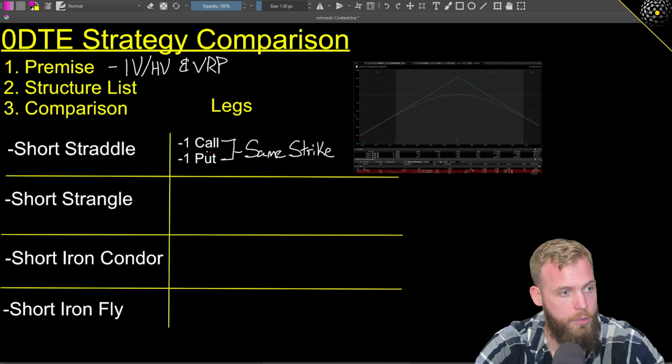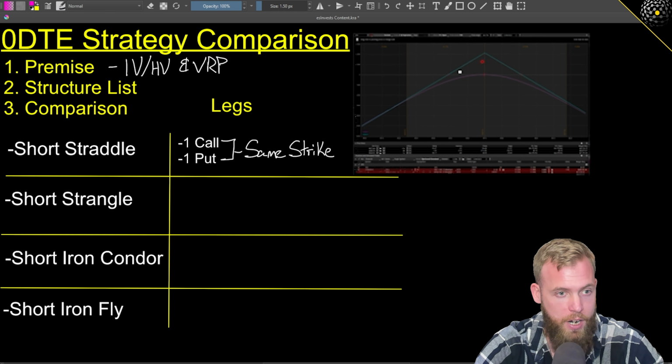So the short straddle is going to be short a call, short a put at the same strike. This is the P&L graph. Notice how there's kind of this really sharp point here. That is whatever that same strike is. And then it has unlimited loss potential both to the upside and downside.